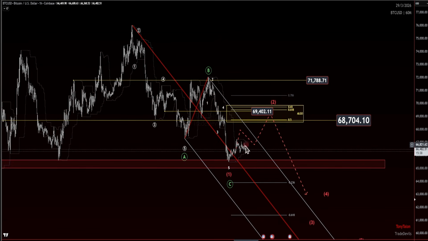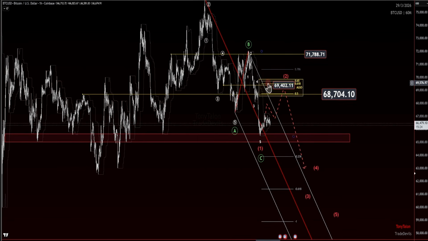So right now, again, I'm looking for a correction back up. It doesn't have to reach this area by any means, but this is where I'm going to be looking for a reaction and a potential for a move over. If this is already in a wave 3, again, it's going to go down a lot swifter than we expect, potentially. We might not get this full retracement. It might only come up to the 382, let's say.